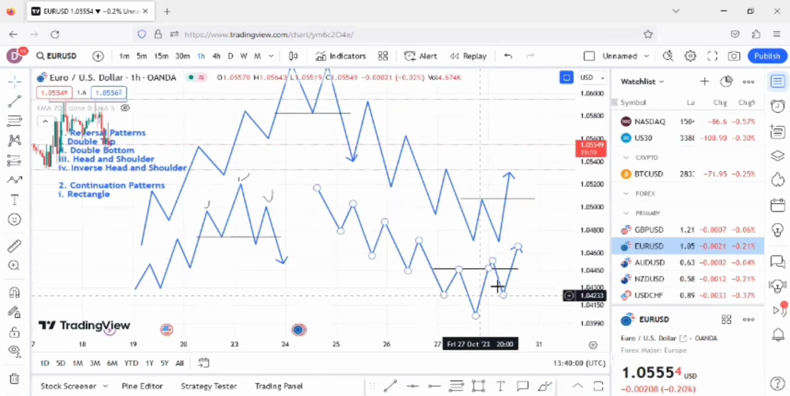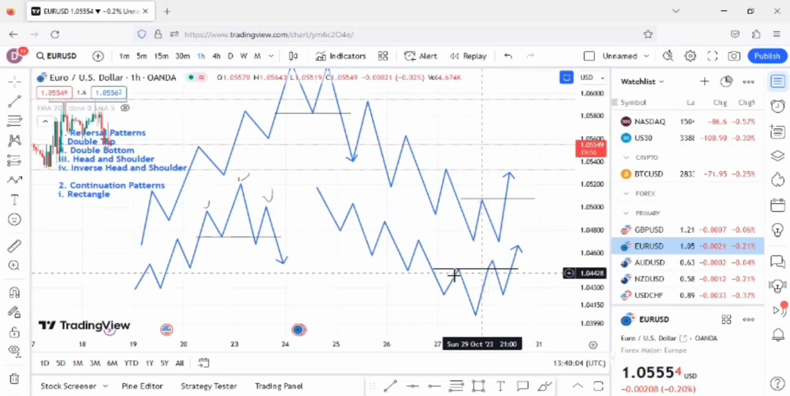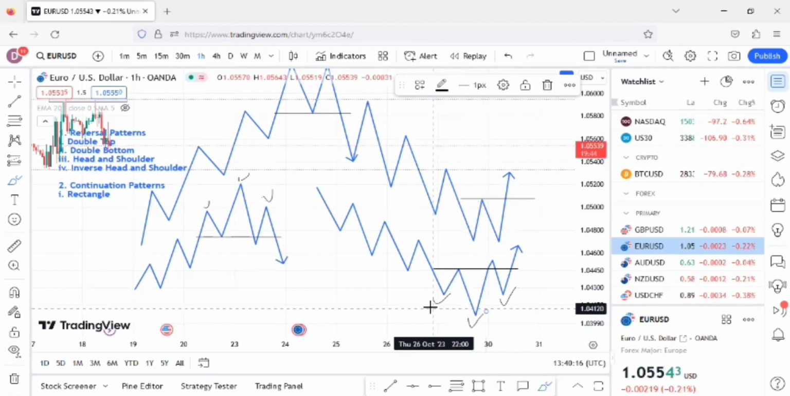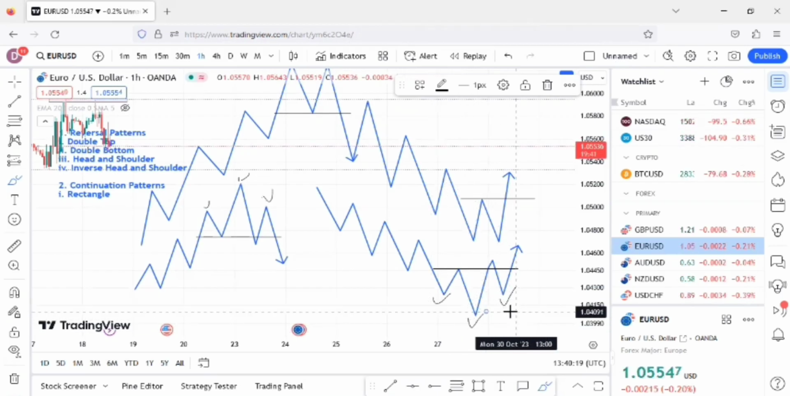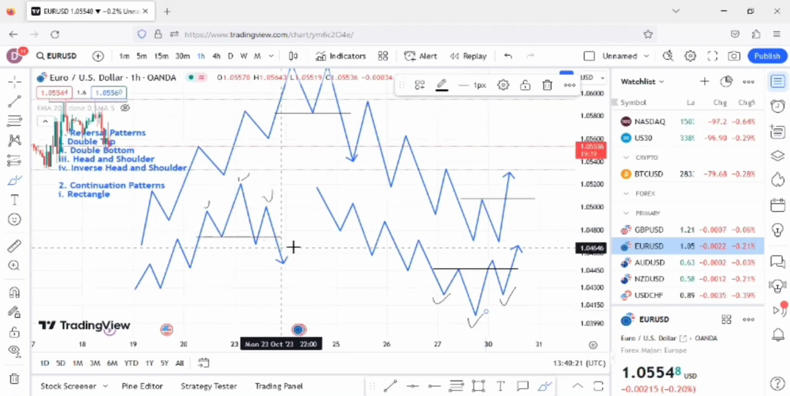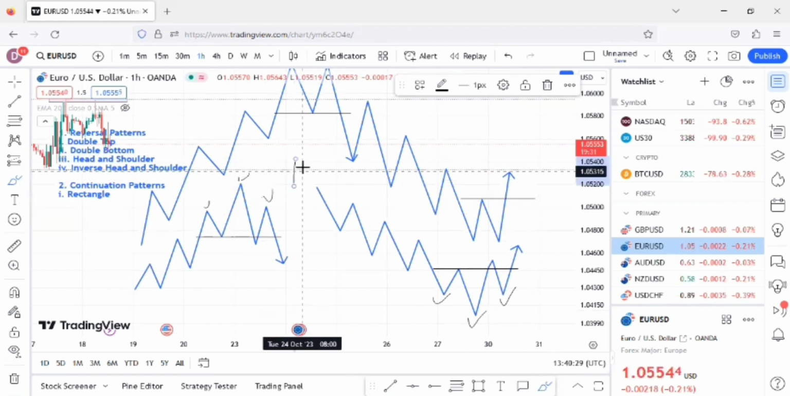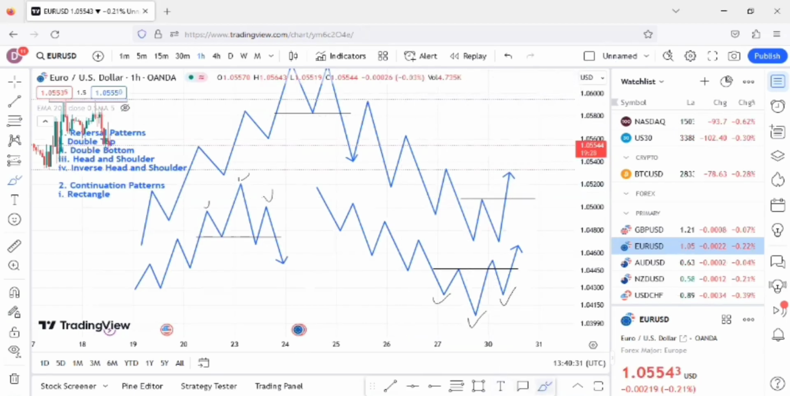So when you have this at the bottom of a downtrend, this is a shoulder. These are the two shoulders, then this is the head: the left shoulder, the head, and the right shoulder. So these are the four major chart patterns that you have as reversal patterns, that you should be spotting on a chart for your reversal.